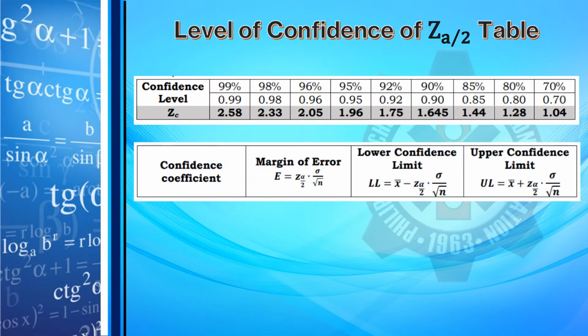Okay, so this is the formula that we used before in identifying the confidence level or the confidence interval. So we have here the confidence coefficient and margin of error. So ito yung ginagamit nating formula. And then, in lower confidence limit, ito naman yung ating ginagamit na formula. And also, in the upper confidence limit, ito yung formula na ginagamit natin.